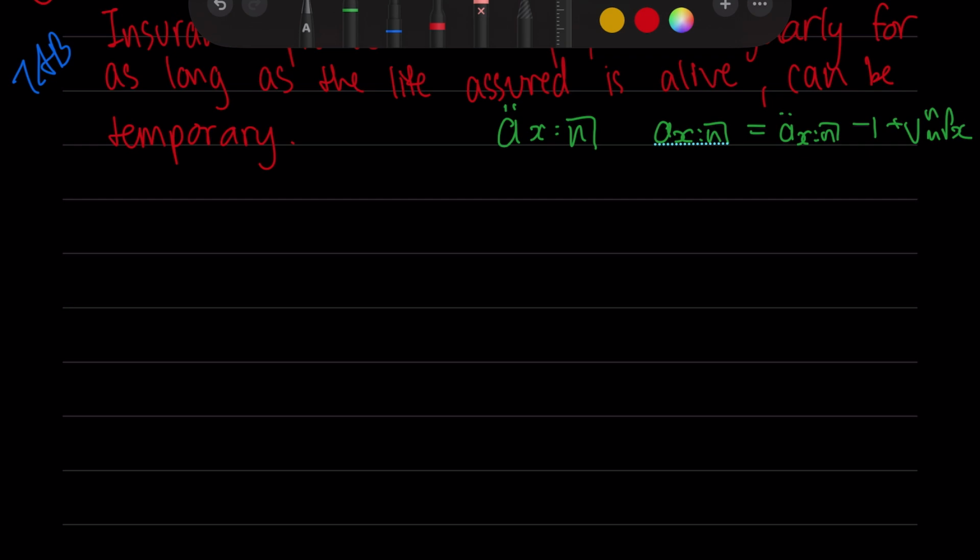So the first one, there's nothing to it. That A, X, and the pure endowment, that's just V to the n times NPX, right? Sorry, this P is looking a bit wonky. Let's rewrite that. NPX, right? Because there's no summations, there's only one possible payment.